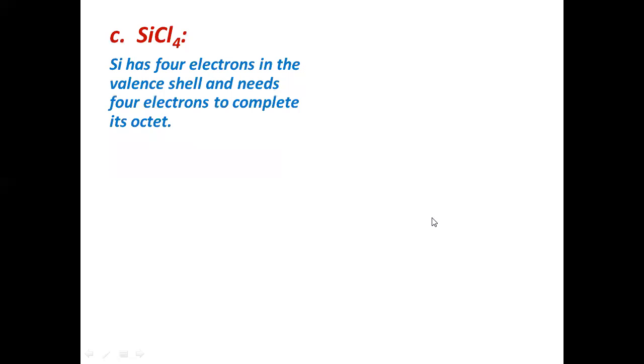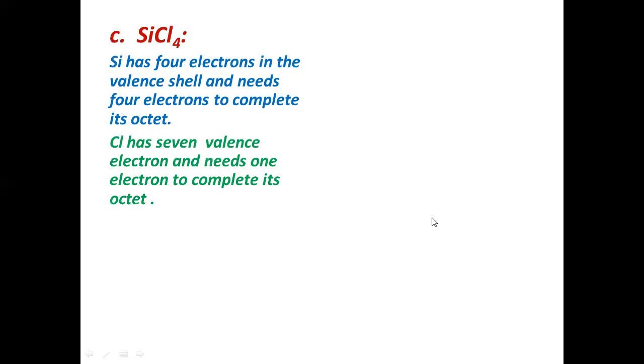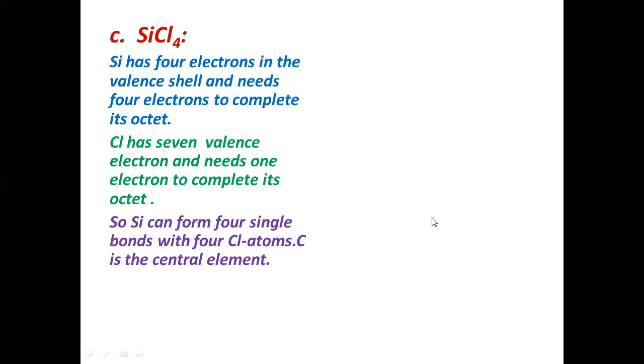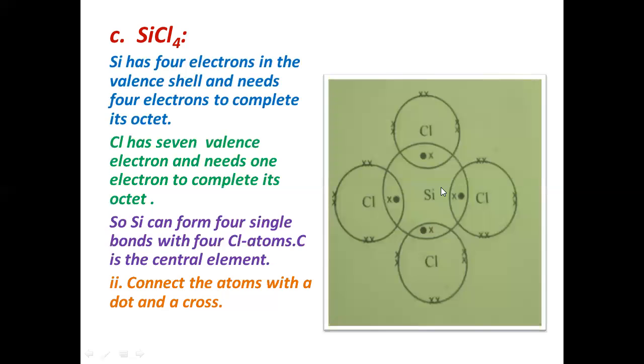The silicon tetrachloride structure is the same as that of carbon tetrachloride because carbon and silicon both belong to group number 4 of the periodic table. So silicon has 4 electrons in the outermost shell and it needs 4 electrons to complete its octet, and chlorine has 7 valence electrons and needs 1 electron to complete its octet. So silicon can form 4 single bonds with 4 chlorine atoms. Silicon is the central element. Connect the atoms with a dot and a cross. You can see in this case silicon is the central atom and it is surrounded by 4 chlorine atoms.